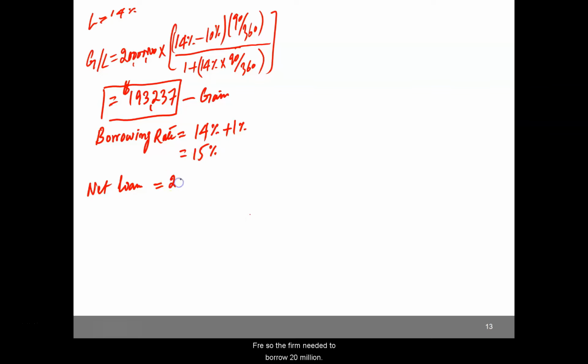will be adjusted or reduced by the amount of gain on the FRA. So the firm needed to borrow 20 million. And it received a gain of 193,237 from the FRA. So effectively, it should be borrowing $19 million, or in other words 19.806763 million. So when we had a loss, we saw that the loan amount was increased by that amount.